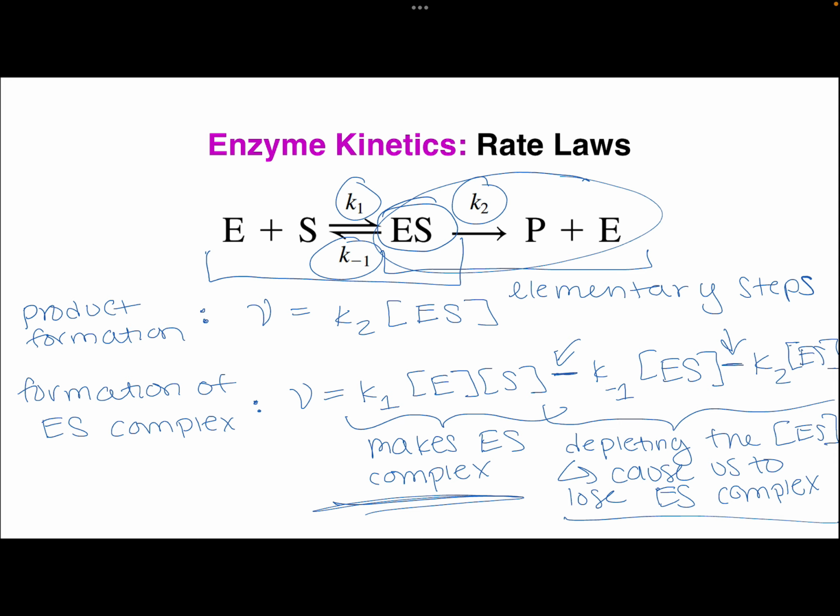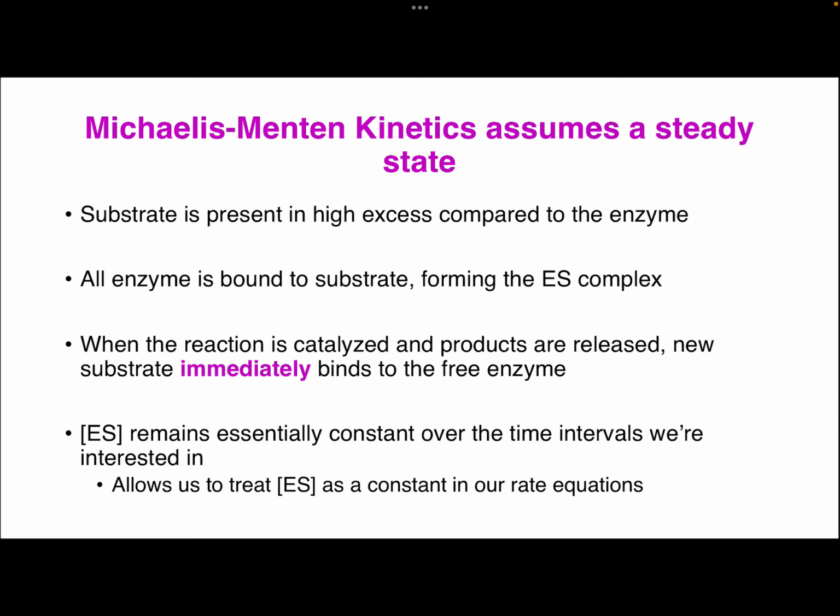All right, so we have to consider all three of these steps for enzyme substrate complex because they're all affecting its concentration. And the rate is affected by the concentration of whatever you're taking the rate of. All right, so very important to consider all of these. But now we run into a problem. This is very complicated. And so we need to make some assumptions to make that simpler so we can work with it. And the main assumption that we make is that we have a steady state.